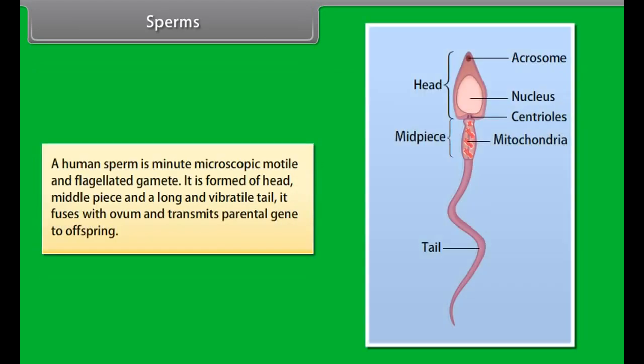Sperms. A human sperm is a minute, microscopic, motile and flagellated gamete. It is formed of a head, a middle piece, and a long and vibratile tail. It fuses with ovum and transmits parental genes to offspring.